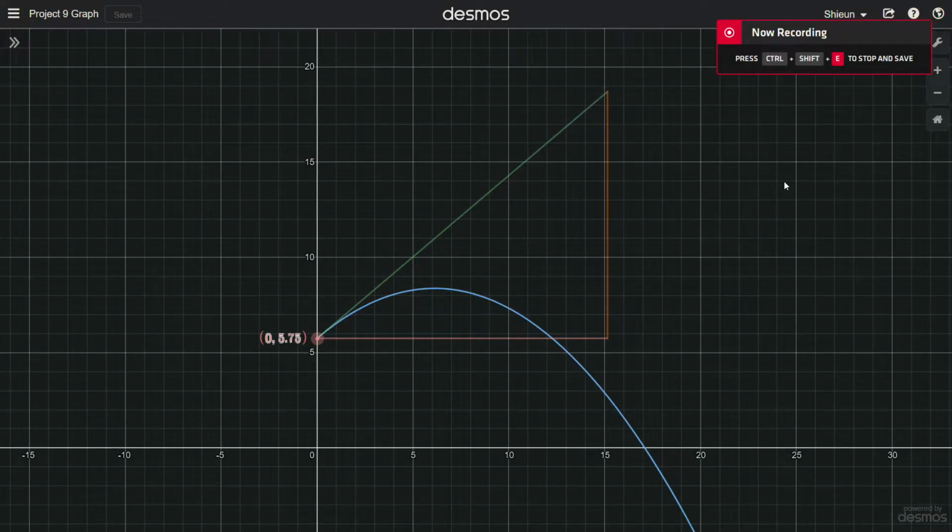Welcome to the video for part 2 of project 9 on throwing an object. So what you see before you is hopefully the finished product from what you get. Obviously this blue curve or parabola represents the object being thrown. It's going to be different for every one of you, but the whole premise is that we're hopefully going to get this kind of result at the end.